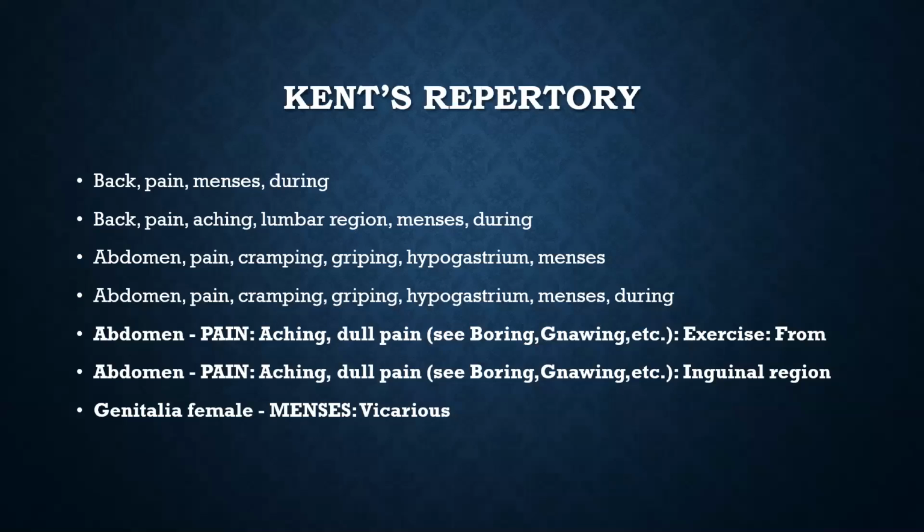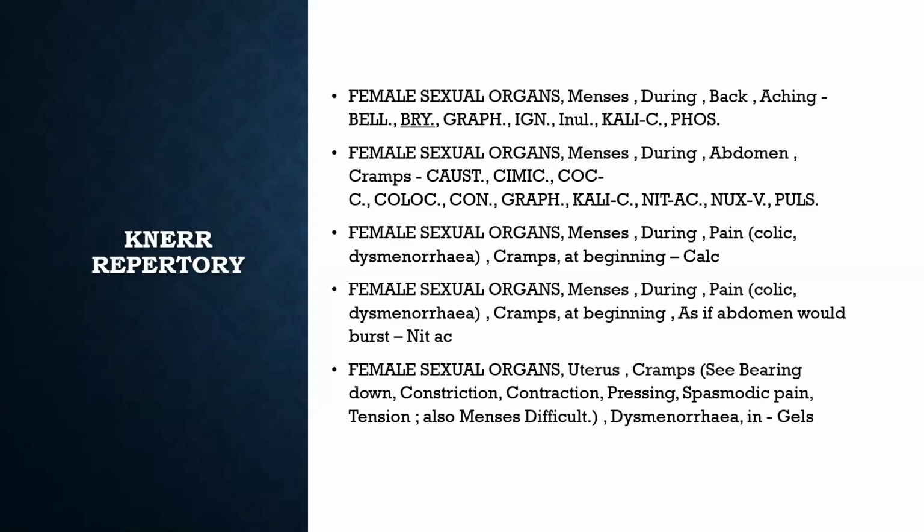So genitalia female, menses, vicarious menstruation, apart from the uterus. So we can take it. In Murphy's repertory, again, a similar kind of rubrics we can find. Like menses during back aching, then menses during abdomen cramps, menses during pain, that is colic, dysmenorrhea, cramps at the beginning of the menstrual cycle, and cramps at the beginning, as if abdomen would burst.